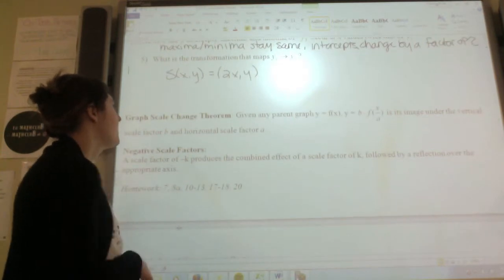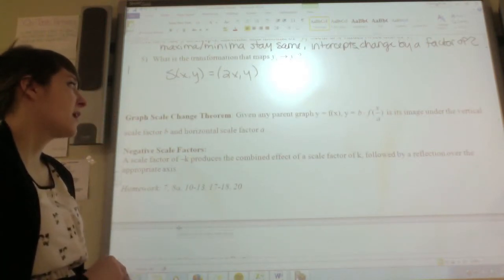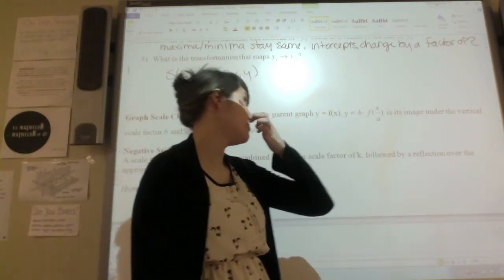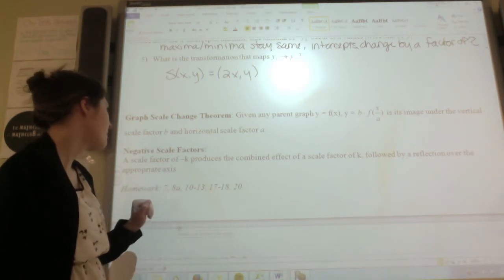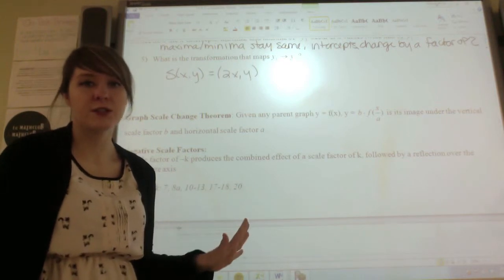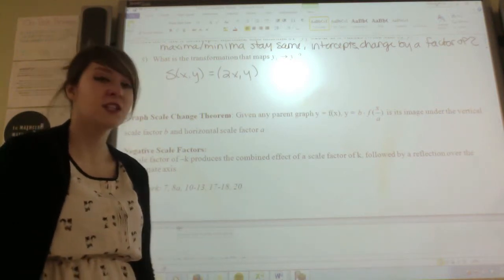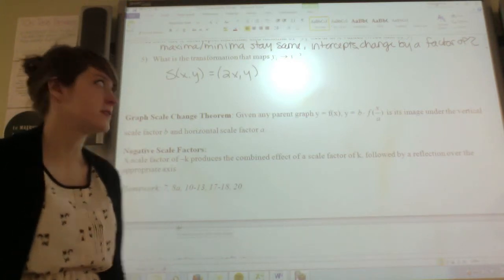So this leads us to the graph scale change theorem, which is given any parent graph y equals f of x, we can say y equals b times f of x over a is its image under the vertical scale factor b and the horizontal scale factor a. Okay, so essentially, the graph scale change theorem is pretty much just like the graph translation theorem in the sense that you do the same process to actually find functions.